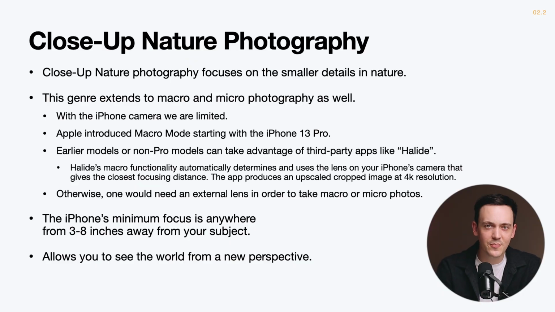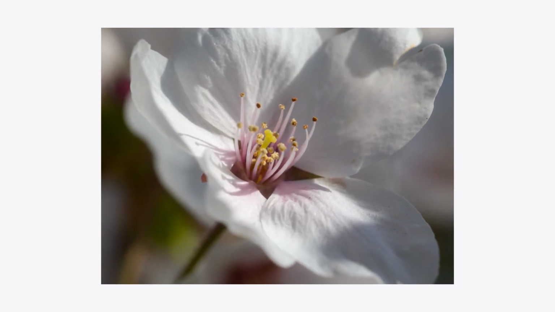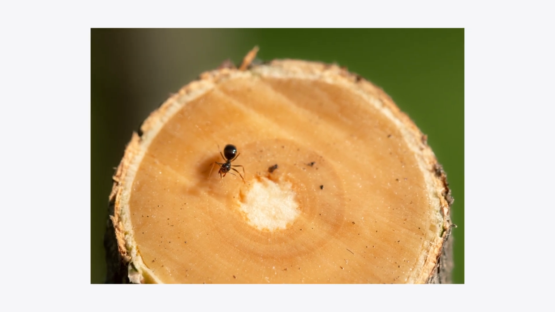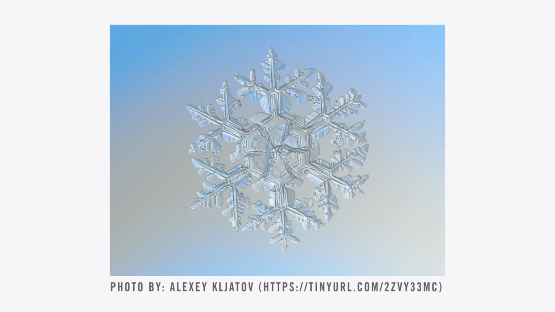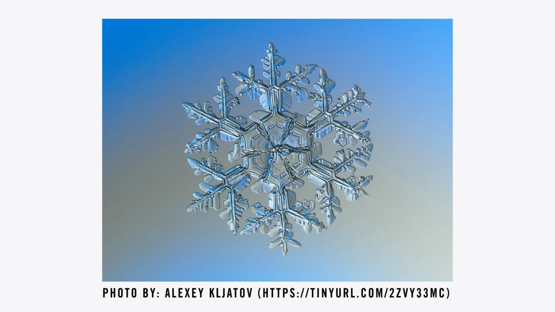In this course, we are only going to look at the subgenre of nature photography known as close-up nature photography. Close-up nature photography focuses on the smallest details in nature. This genre commonly extends to macro and micro photography as well. In order for something to be classified as macro, it should be providing a one-to-one life-size reproduction of that object. In order to get a micro view, then you would need to attach a camera to something like a microscope.